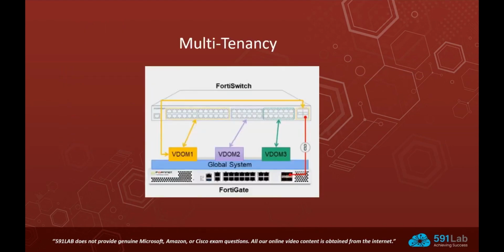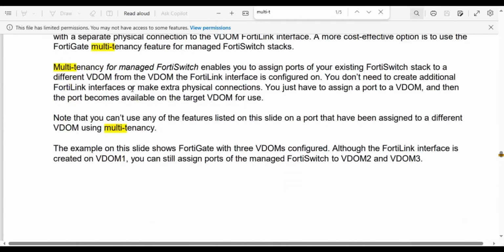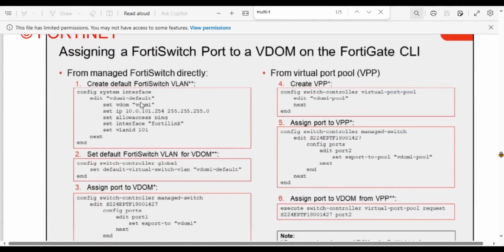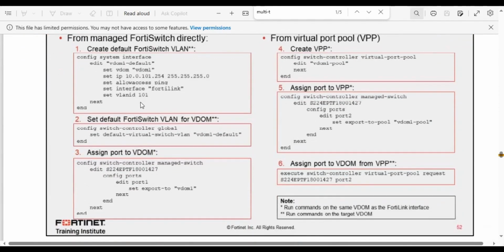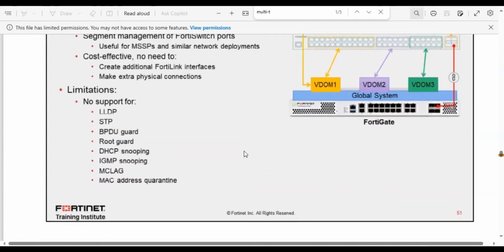As you know, FortiGate allows you to create VDOMs to divide your FortiGate into multiple logical devices because it enables them to segment the network operation and its management. Multi-tenancy for managed FortiSwitch enables you to assign ports of your existing FortiSwitch stack to a different VDOM from the FortiLink configured VDOM. So you don't need to create additional FortiLink interfaces or make any extra physical connections. You just have to assign a port to a VDOM, and then the port becomes available on the target VDOM for use.